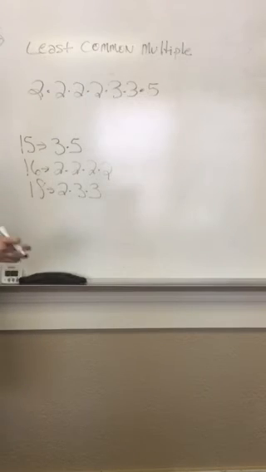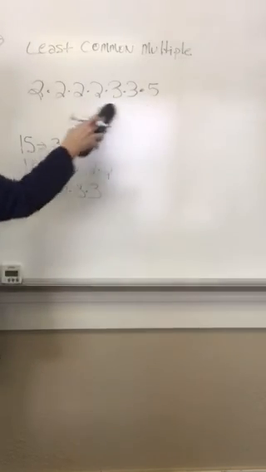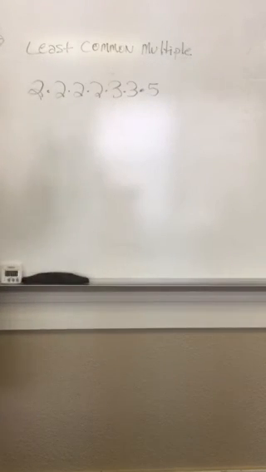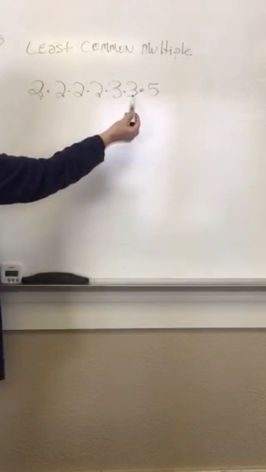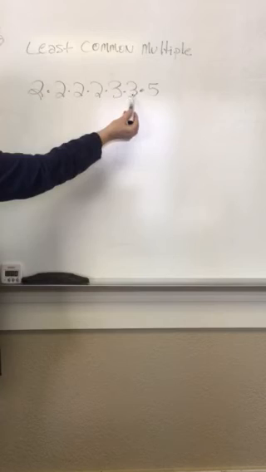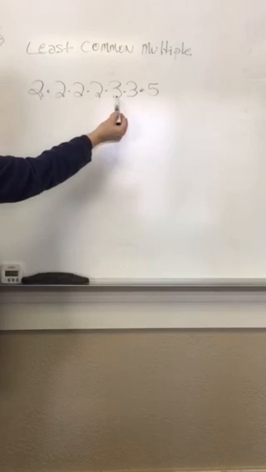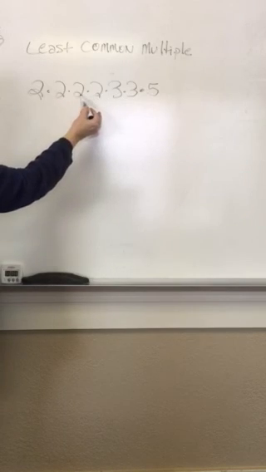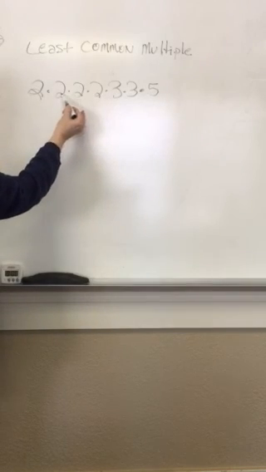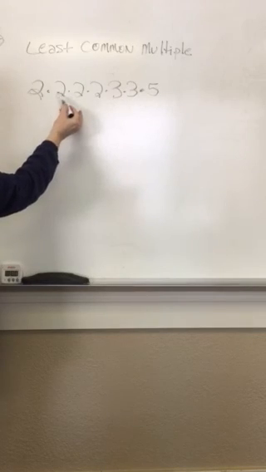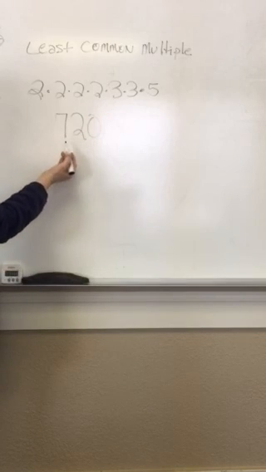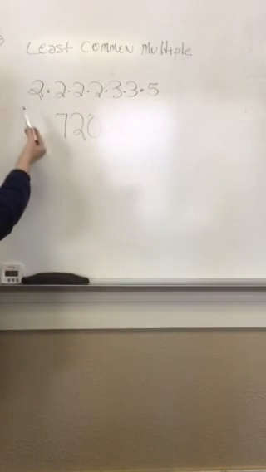So now the last step is just to multiply all of these numbers. And whatever we get will be the least common multiple of the three numbers that we started with. So we have 5 times 3, which is 15. 15 times 3 is 45. 45 times 2 is 90. 90 times 2 is 180. 180 times 2 is 360. 360 times 2 is 720.